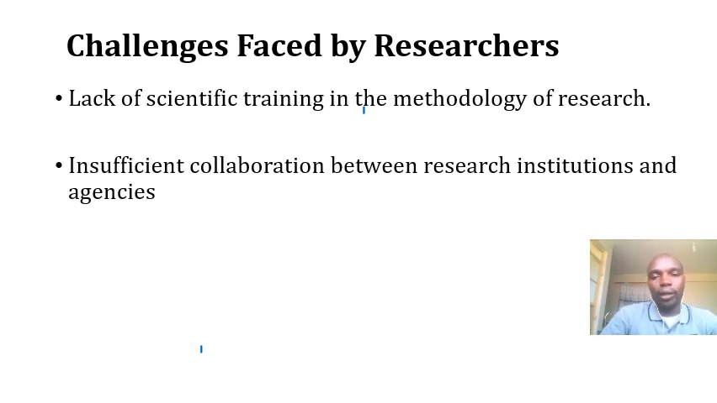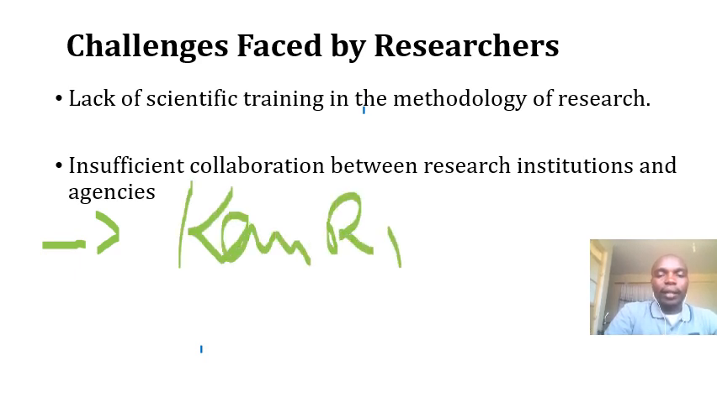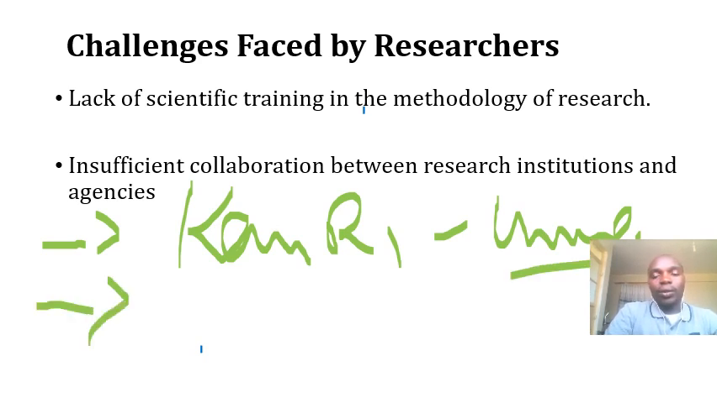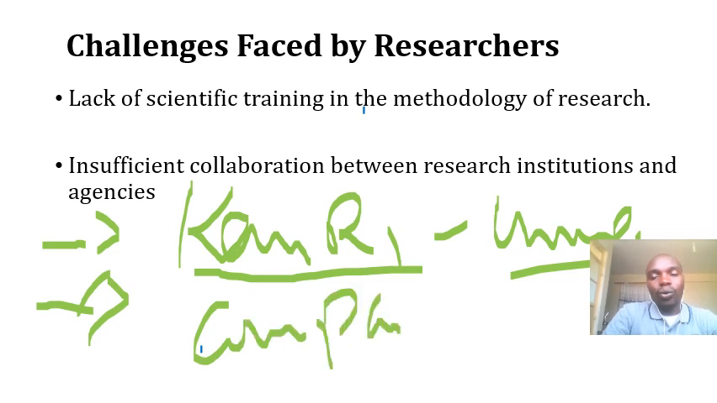The second challenge is insufficient collaboration between and among research institutions. Research institutions include academic institutions like universities, research-related institutions like Cambridge University, and also agencies like government agencies, and we also have companies. So there's insufficient collaboration between these organs, because some of the information that Cambridge might need to do a certain research is barred by a certain company which does not want to share that information. That is already a challenge.